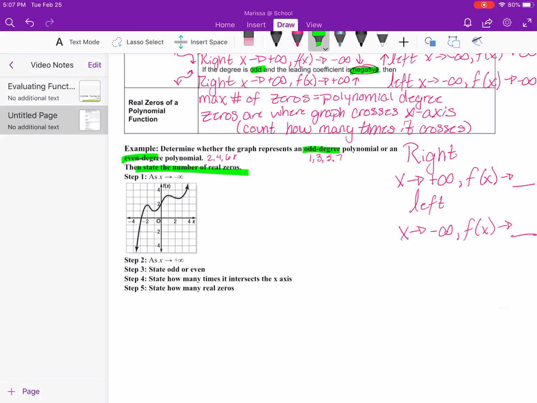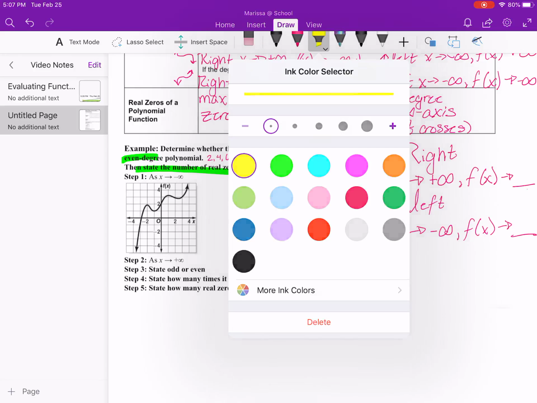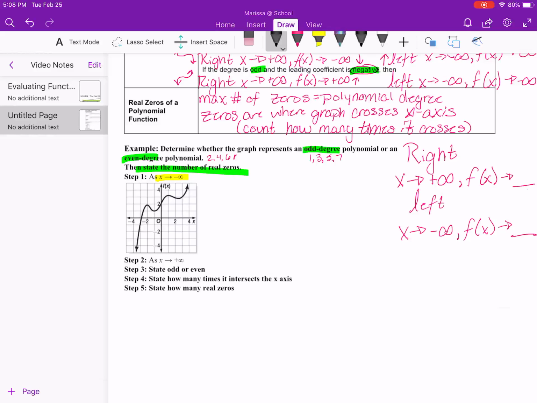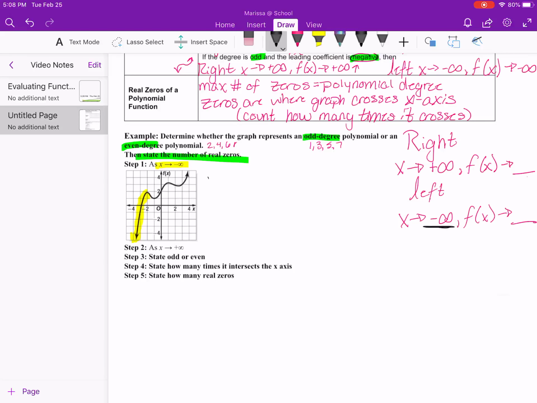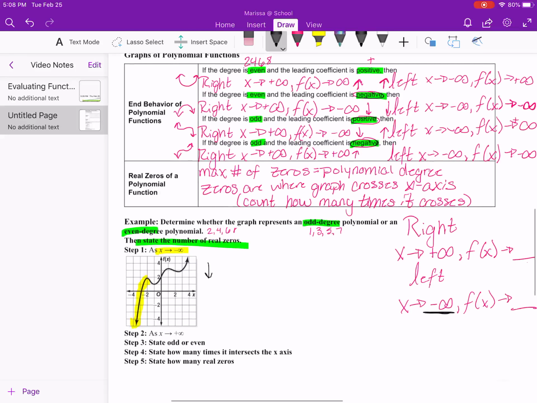So the first thing I'm going to want to do is look as x approaches negative infinity. So I'm looking this time at negative infinity. Remember, negative goes to the left. So I'm looking at the left side of my graph. Looking at this left side of the graph here. So as I go to the left, I'm going down. And if I'm going in the downward direction, if I go back up to the top and look, whenever I'm going down, I've got f of x approaching negative infinity. So I'm going in the downward direction.